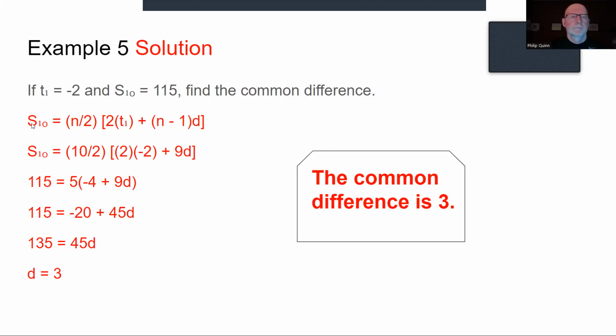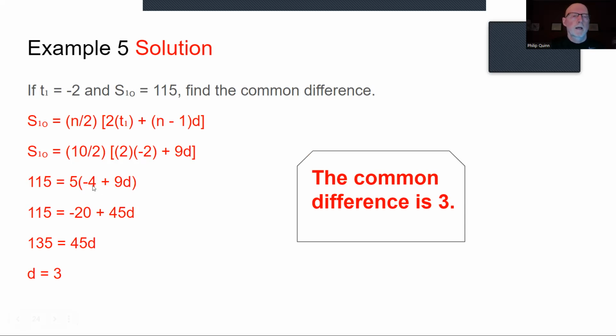Well, let's use this formula. Sum of n is n over 2 times 2 times t1 plus n minus 1 times d. So the sum of 10 terms will be 10 divided by 2, times 2 times the first term, which is -2, plus 9d. d we're trying to solve for. So order of operations, once again, we get -4 inside the brackets, first term, plus 9d. That's all multiplied by 10 over 2, which is 5.